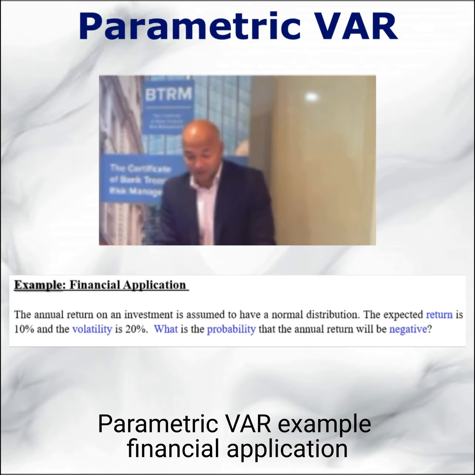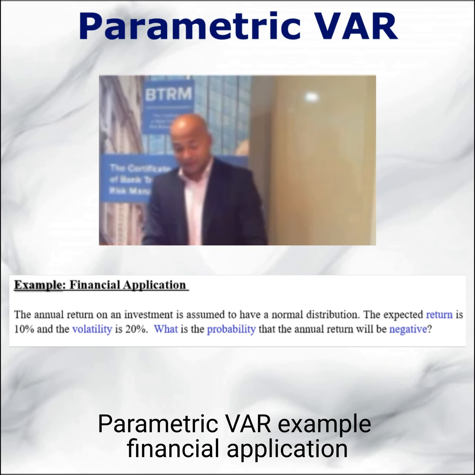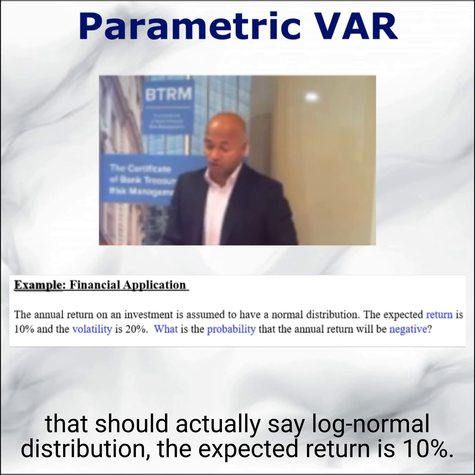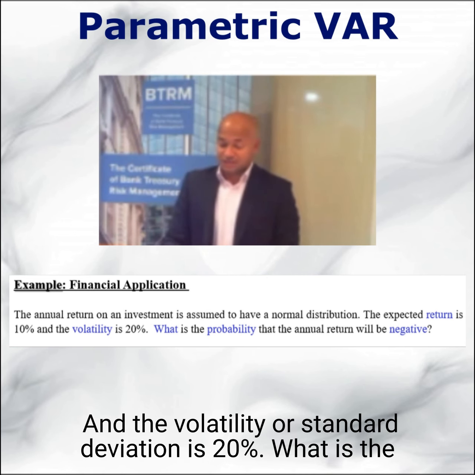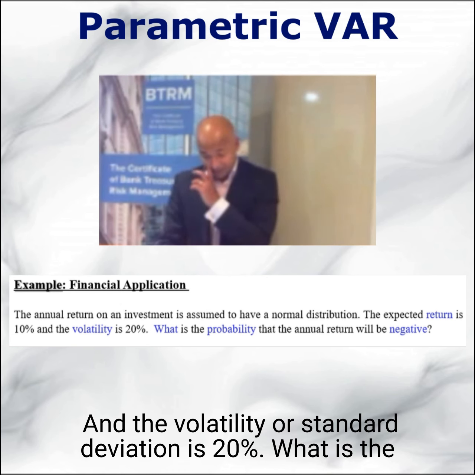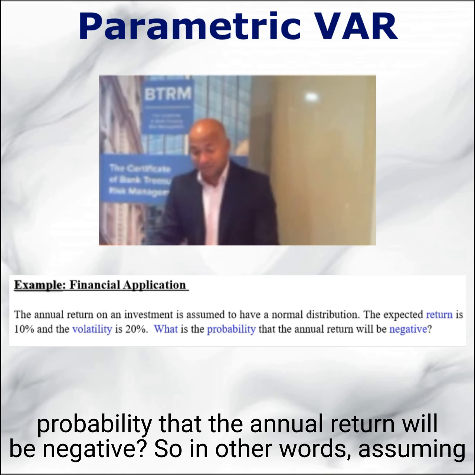Right, parametric VaR. So the annual return, example, financial application. The annual return on investment is assumed to have a normal distribution, or it should actually say log normal distribution. The expected return is 10% and the volatility or standard deviation is 20%. What is the probability that the annual return will be negative?